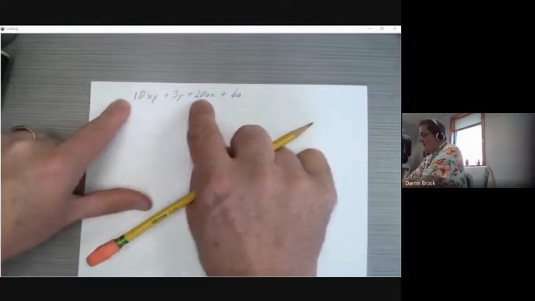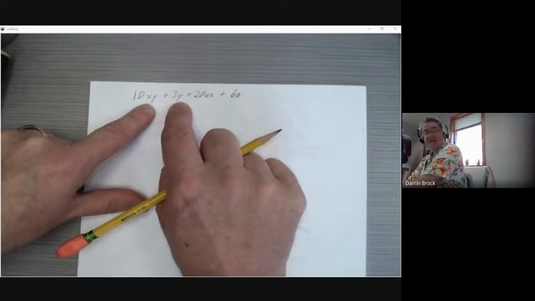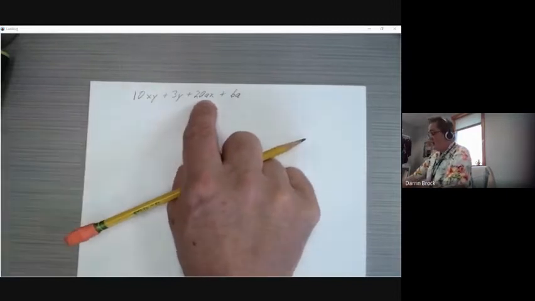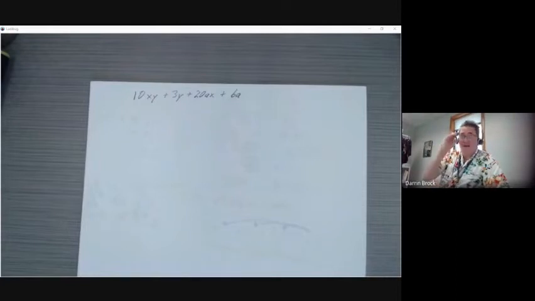I mean, we don't have a common factor to start with. This is an x, y, and a y. So I can pull a y out of there, but this doesn't have a y at all. So I don't see anything I can factor out of there. This is where factoring by grouping comes into play.